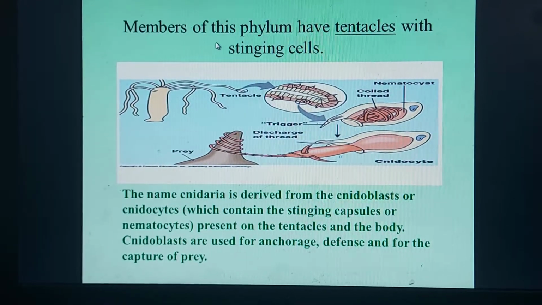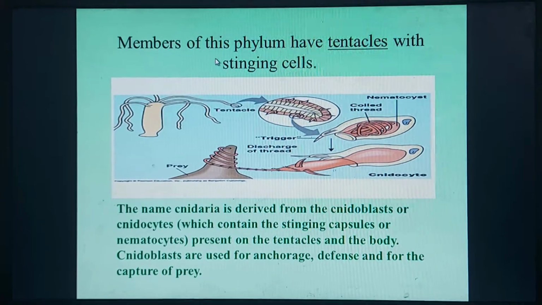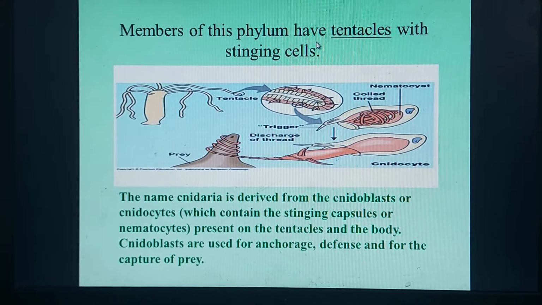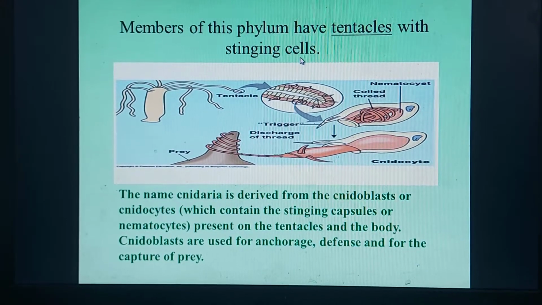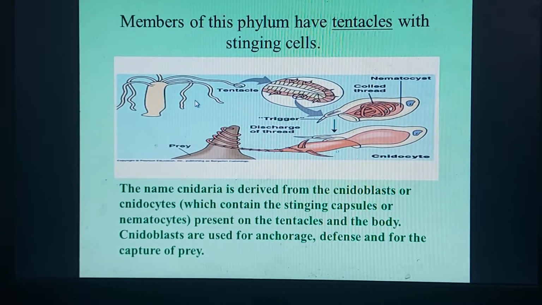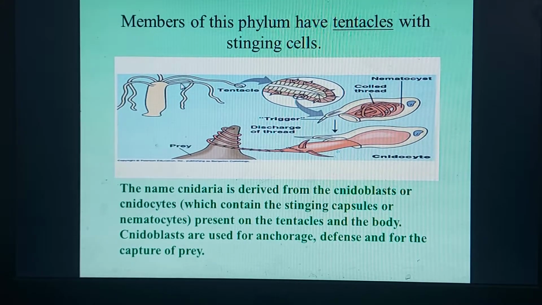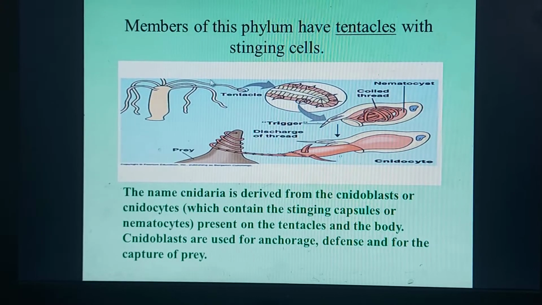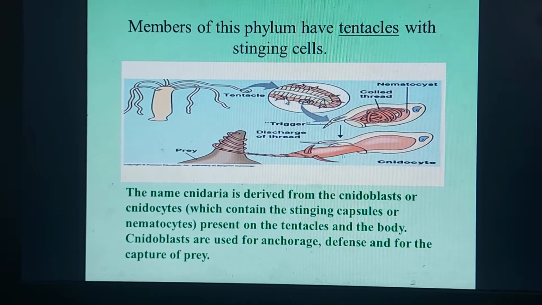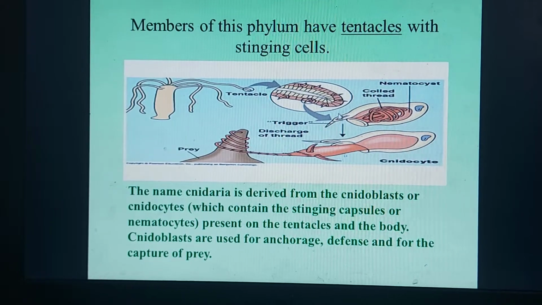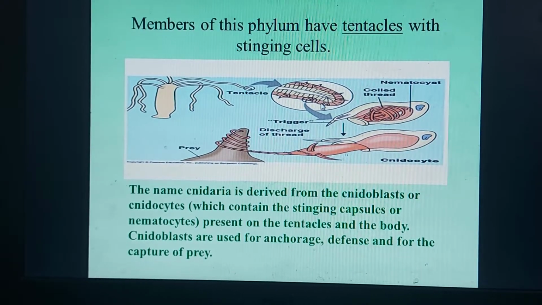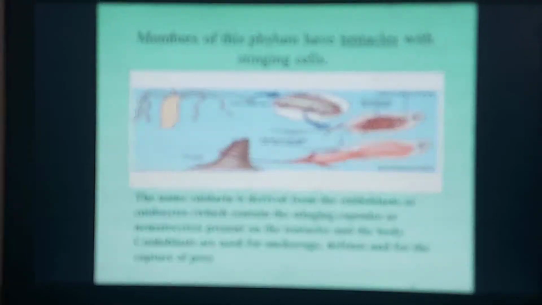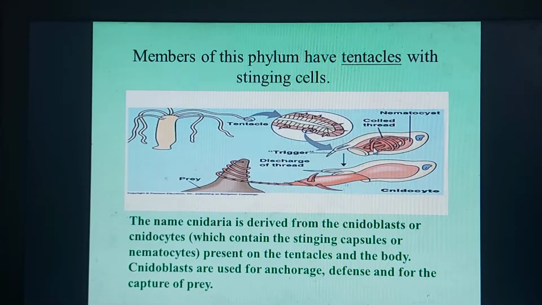Now moving to the next very interesting feature about the phylum Coelenterata: the tentacles of these organisms have stinging cells. Fine. To understand the concept of the stinging cells, let's come to this diagram. You can see here the tentacles. For example, hydra is there, and on these tentacles the stinging cells are present. You can see this is the enlarged view of a section of a tentacle, and you can see these V-shaped structures present there. One of the enlarged V-shaped structures is shown over here.